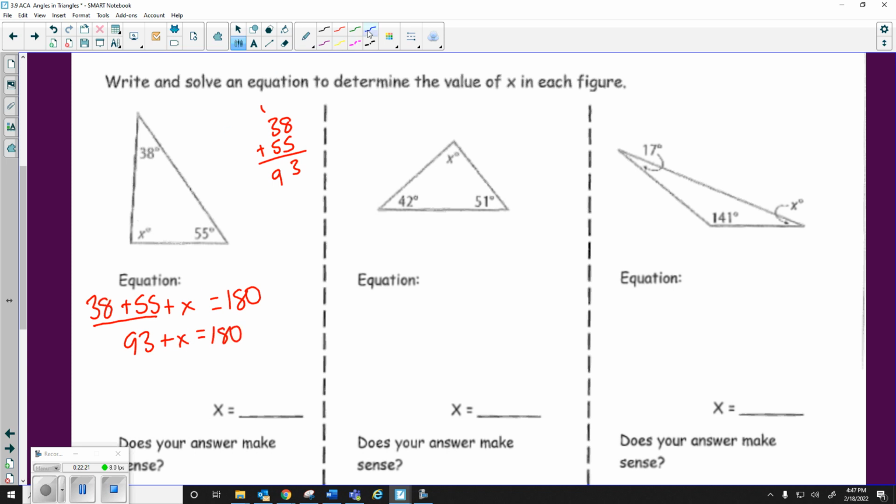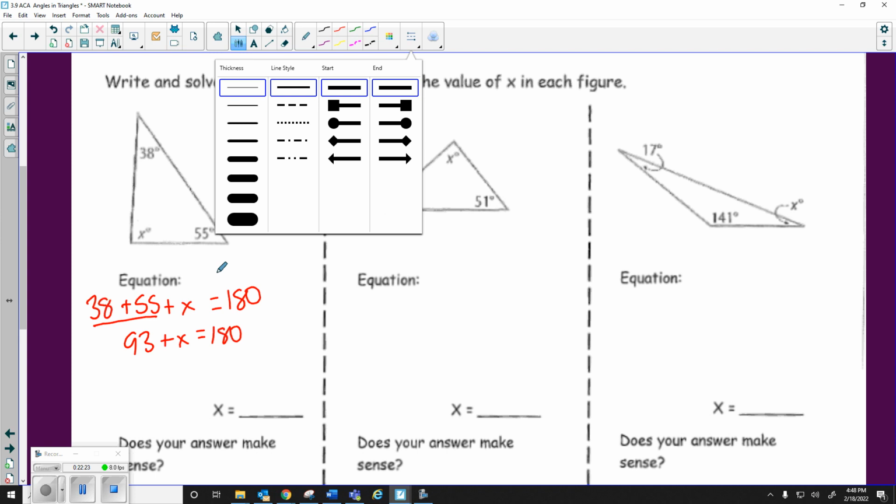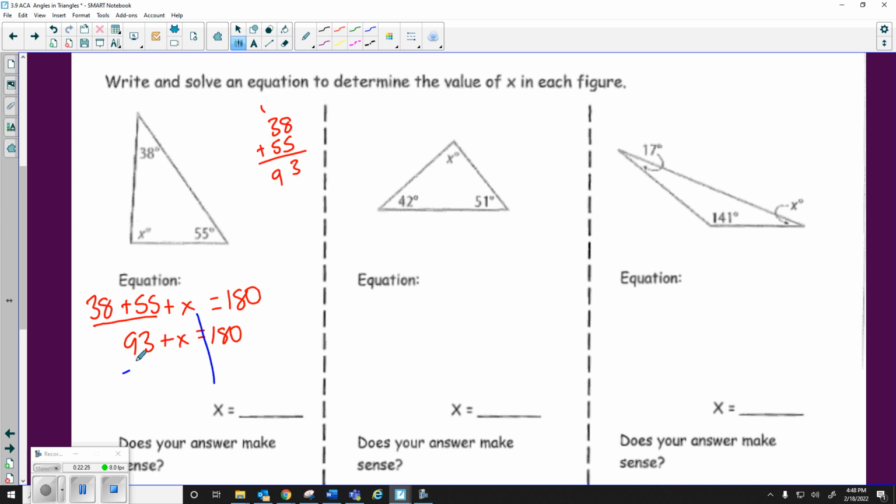Now to get x by itself, all I need to do is subtract. I need to get 93 away and do the same thing on both sides to keep it equivalent. Okay, cancels out. I'm left with x. Let's do some math.